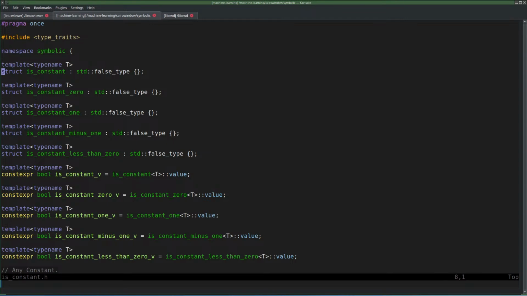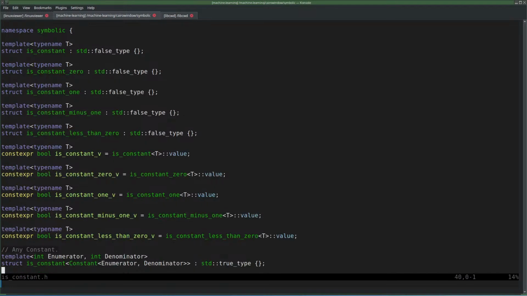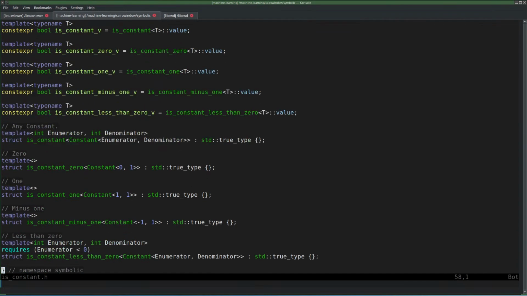So by default all have been defined as standard false type, which has a value of false. And then we define these underscore v abbreviations, so we don't have to type the double colon value every time. And then we actually implement it by specializing those for those types that need a value that is true, aka true type.